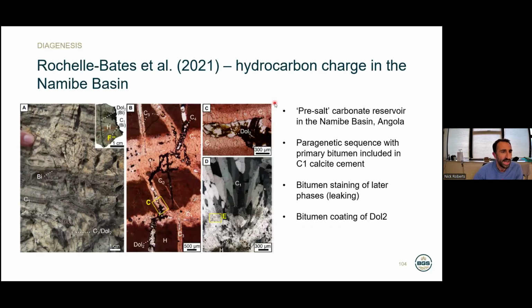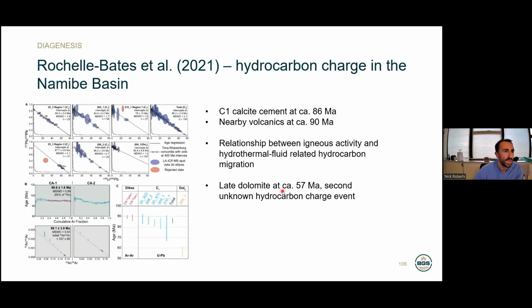This is a similar study. Again, what they were trying to do is date the timing of the hydrocarbon charge. So some of the calcite cements within this setting, this is the pre-salt within the Namibe Basin in Angola, we can see bitumen staining within some of these calcites. So again, a diagenetic sequence, several phases of calcite and dolomite. And we can see that the calcite with the bitumen in has a date of around 86 million years, and that overlaps more with volcanics. So we speculate there's some kind of relationship with the igneous activity and the hydrothermal charging.